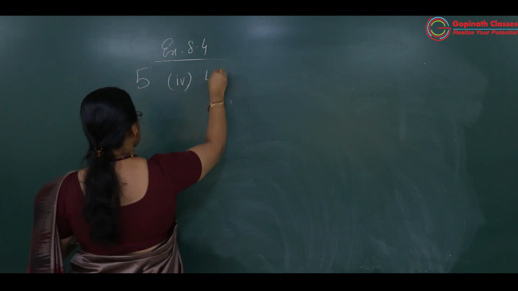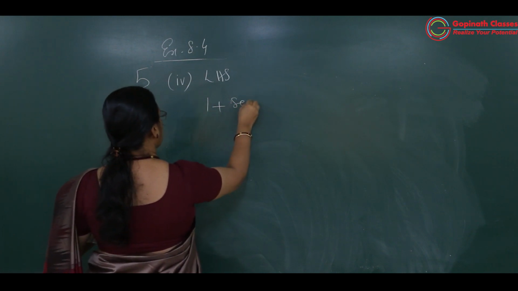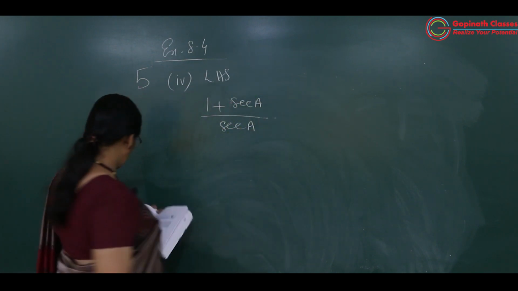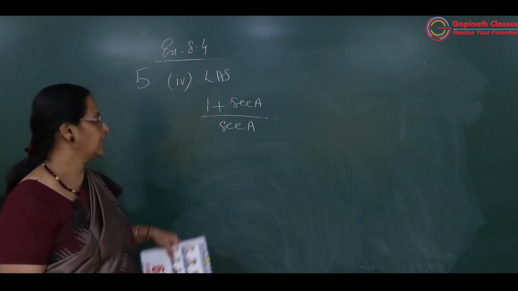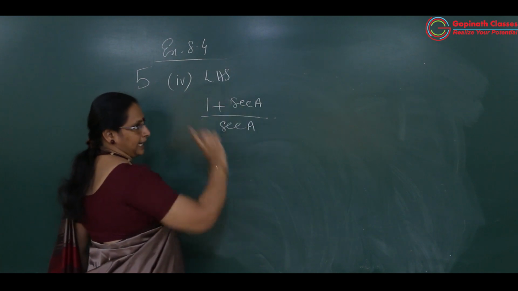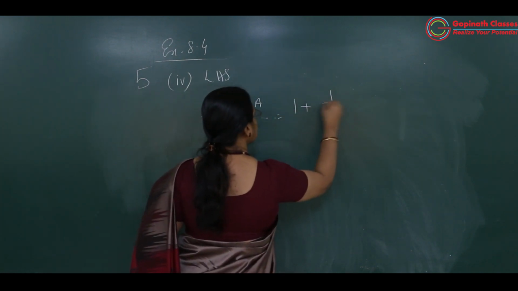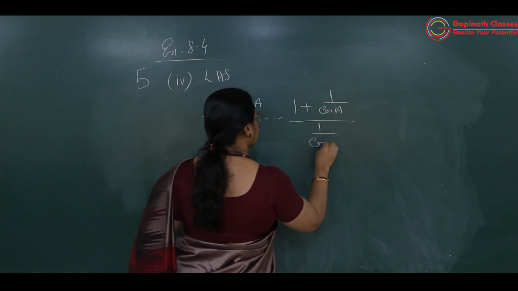The LHS is (1 plus sec A) upon sec A. And I want to reach sin square A upon 1 minus cos A. Let's see where we reach. Sec A we can convert into 1 by cos A. So, 1 plus 1 by cos A, upon 1 by cos A.